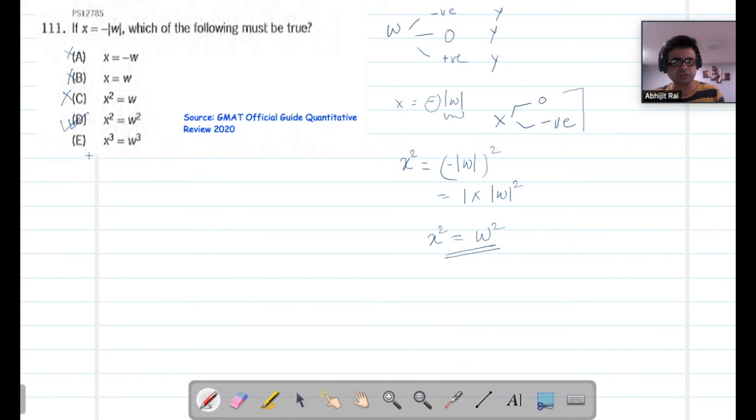Let's look at choice E because this may be confusing to some people. X cube equals w cube. If w were positive, we know that x has to be 0 or negative based on our conclusions. If w were positive, what we are saying is x cube is positive also, which means x is positive, which is just not possible based on what we had concluded earlier. So this is not a possibility. So answer to this question is D.